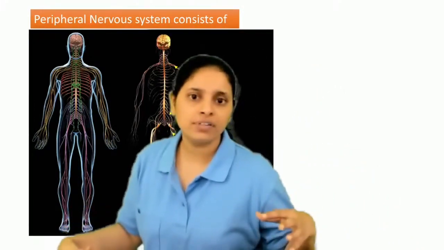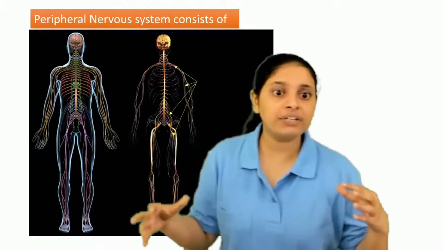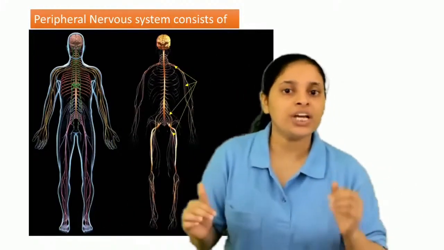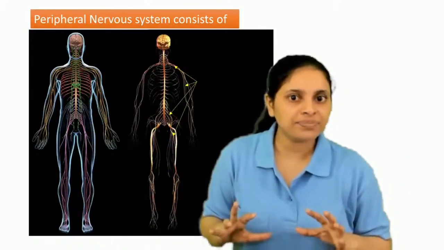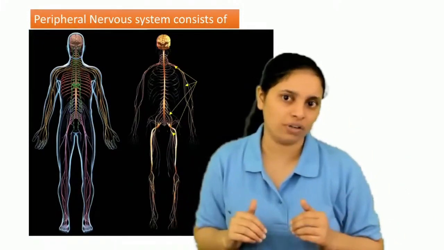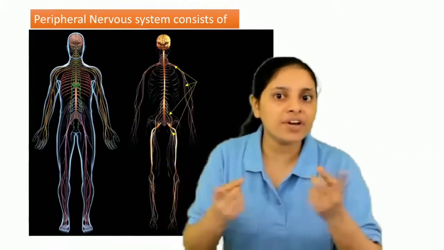नेटवर्क ऑफ nerves, network of nerves which connect different body parts to the brain and spinal cord. So this will be our peripheral nervous system.